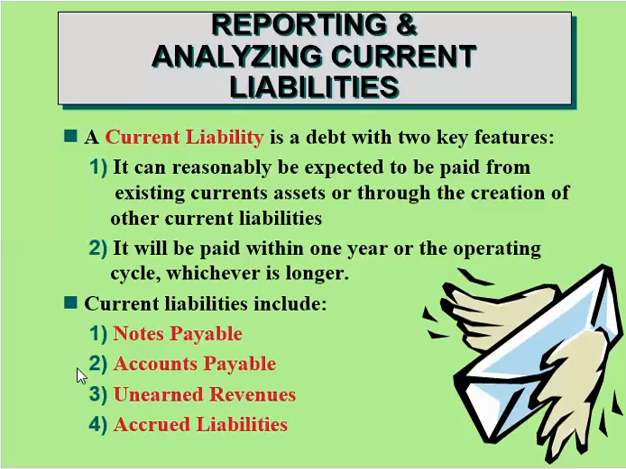Accounts payable, those are liabilities we have with our suppliers. So we go out and purchase product, they're going to send us a bill. Unearned revenues, don't forget, this isn't a revenue, this is a liability. It's unearned, meaning we haven't yet earned it. So we have an obligation. We received money up front. Now we have to provide a service or deliver a product.